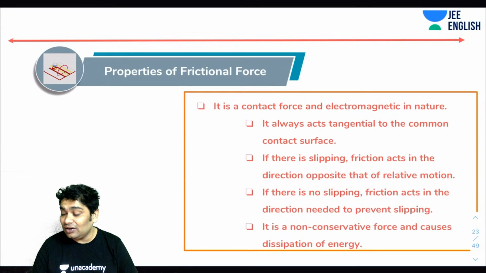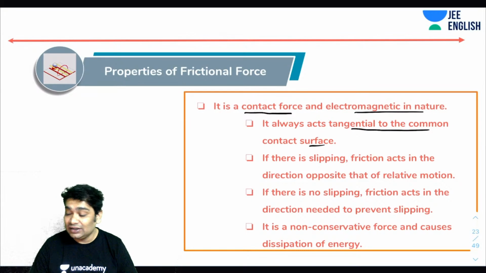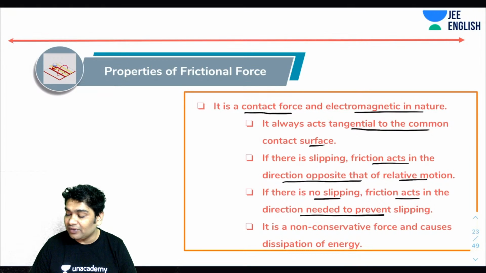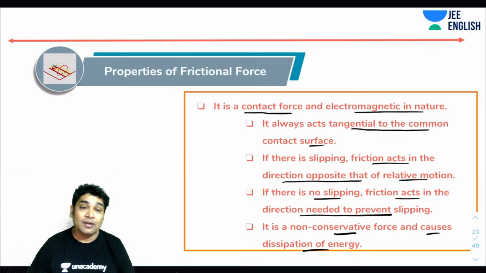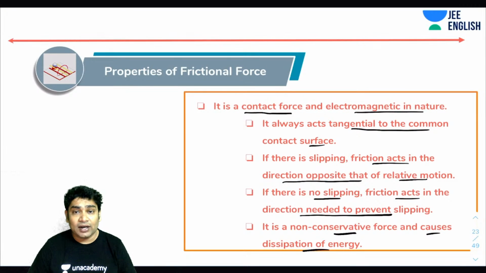First of all, it is a contact force. It is electromagnetic in nature. It always acts tangential to the common contact surface. If there is slipping, friction acts in the direction opposite to that of relative slipping. If there is no slipping, friction acts in the direction needed to prevent slipping. It is a non-conservative force and causes dissipation of energy. And the direction in general would be to prevent slipping or the tendency of slipping.